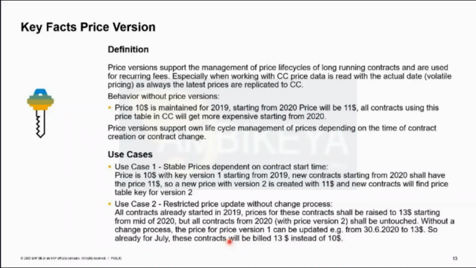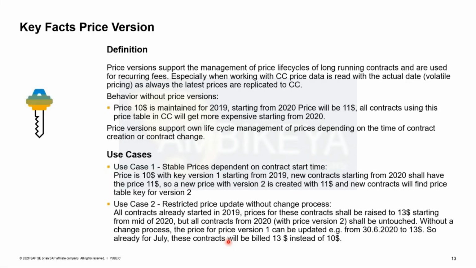Okay, with that, I'm done with the recurring charges in CC. I will now go to the next topic, which is price version. A price version is required when, for different segments of customers, you want to offer a different price, or for all old contracts, you want to leave them on the old price, but for any new contracts created this year, you want to charge a different price. In those scenarios, price versions will help.